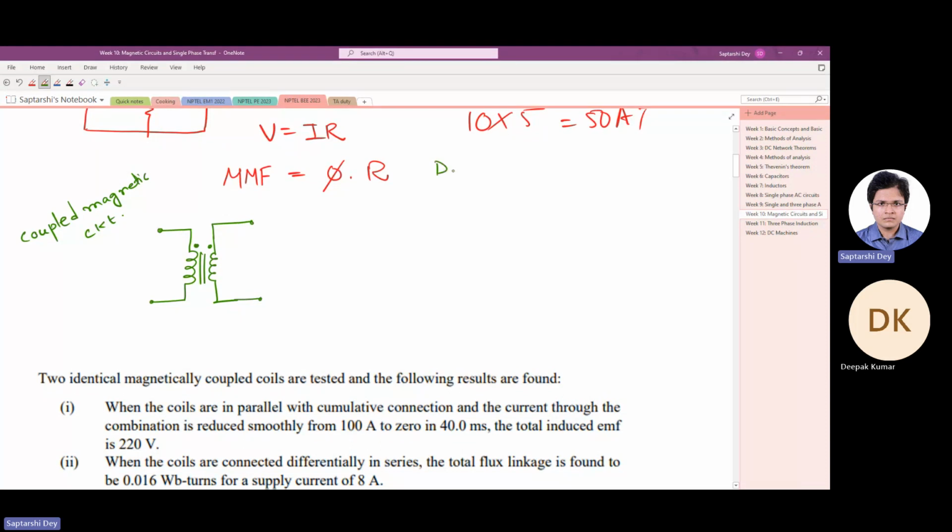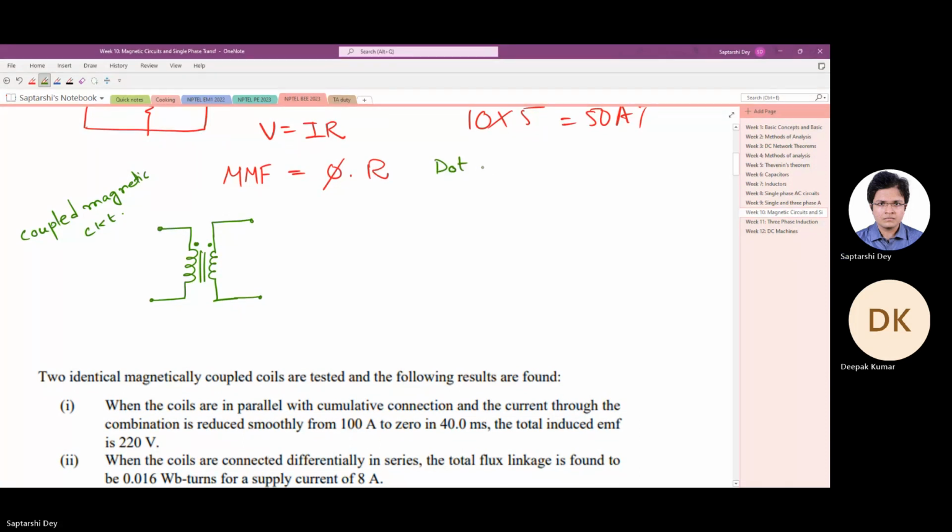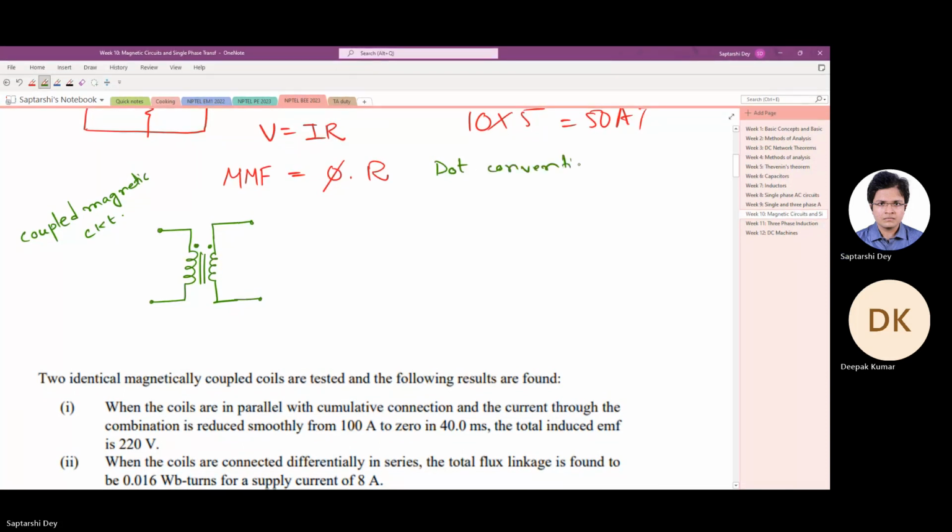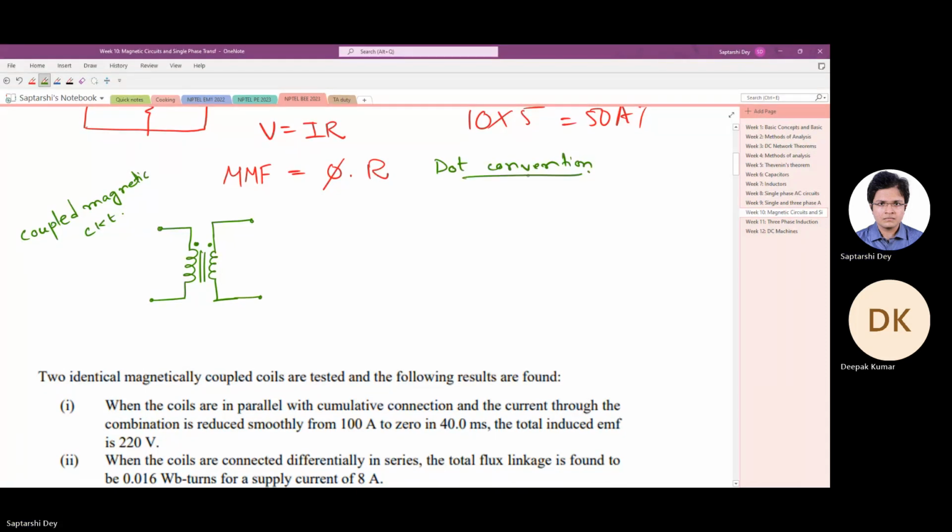So there is something called the dot convention. Now, if you look at several textbooks, several websites, there are 100 types of definitions. You will see that all of them at the end boil down to the same thing. If you follow them, if they are correct, they will give you the same output. So maybe you can remember your definition.